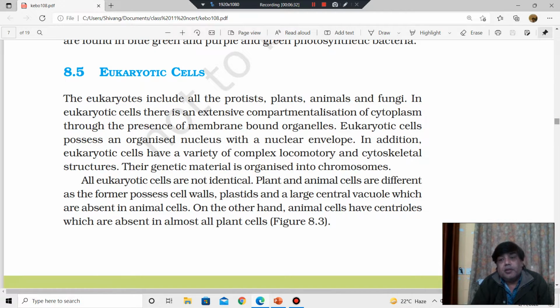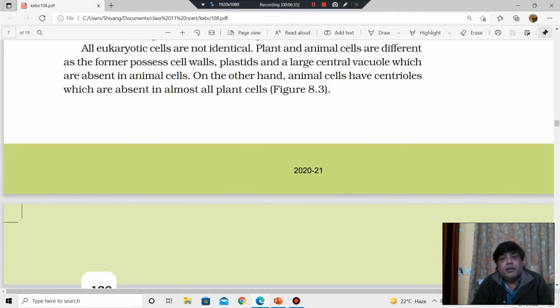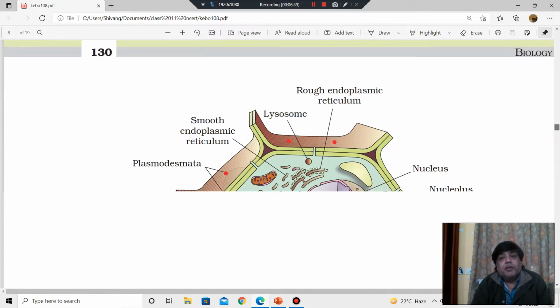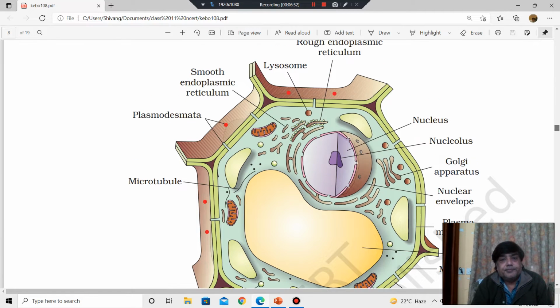ओके, तो ये बात हुई कि यूकैरियोटिक सेल में आप देखेंगे वेल डिफाइंड न्यूक्लियस है, जेनेटिक मटेरियल न्यूक्लियर मेम्ब्रेन से बाउंड है, कंपार्टमेंटाइजेशन देखने को मिलेगा ड्यू टू द प्रेजेंस ऑफ मेम्ब्रेन बाउंड सेल ऑर्गेनेल्स, एंड ऑल द यूकैरियोटिक सेल्स आर नॉट आइडेंटिकल. आपको डिफरेंस देखने को मिलेगा प्लांट सेल और एनिमल सेल में.